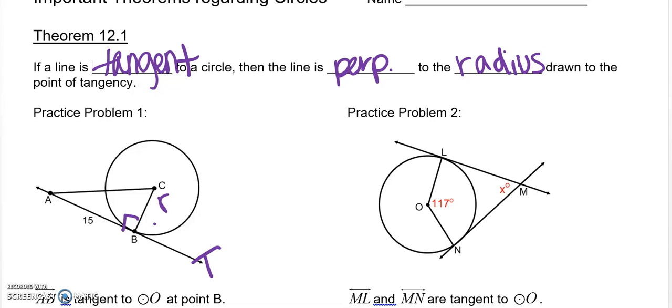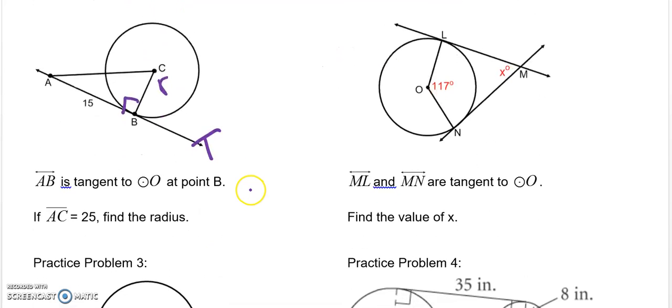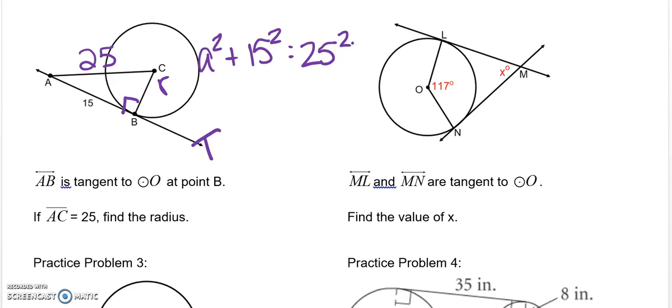And then in your problem, it says that AC is 25. So this is 25, so you can do a squared plus b squared equals c squared. And then that's how you solve that problem.